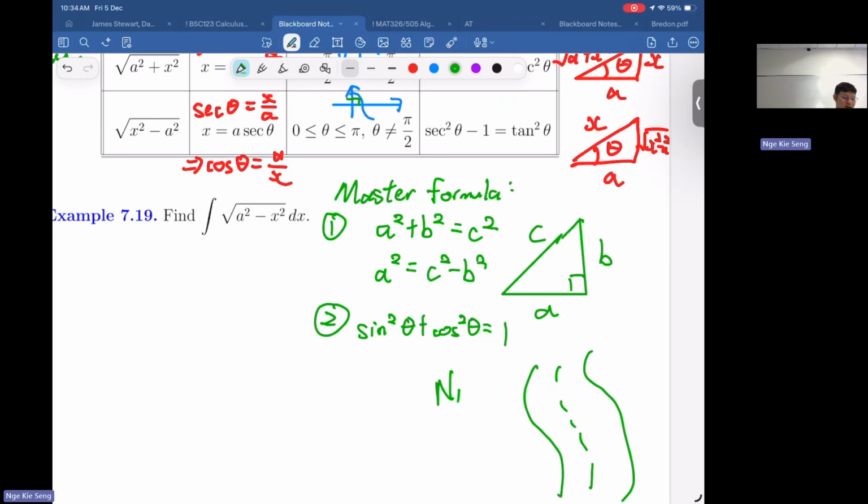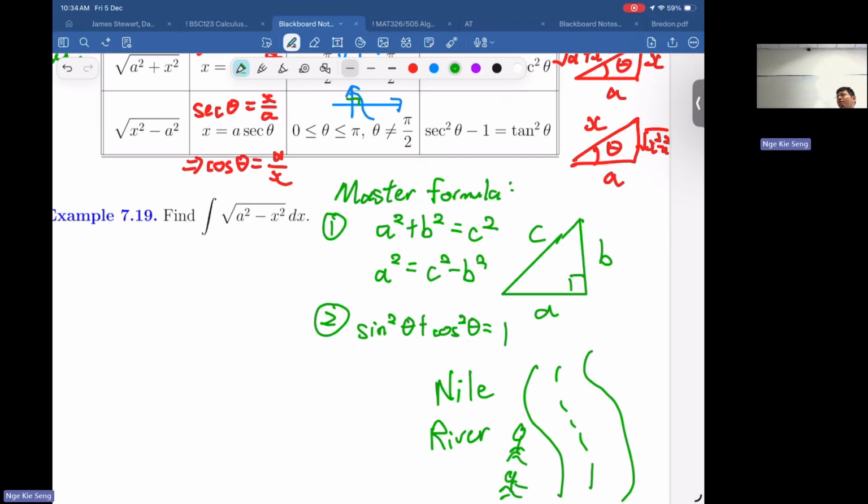How to spell Nile? Anyone know how to spell? Maybe I should write down the name. N-I-L-E? Okay, please check. I'm not sure, but the pronunciation is Nile. So they live around this Nile river, right?